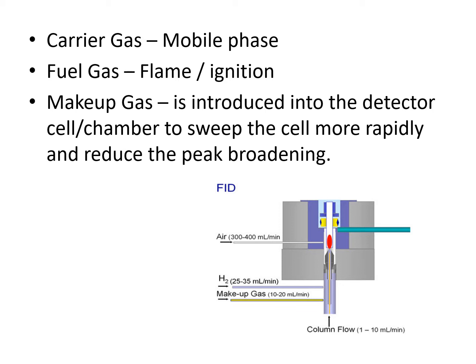The makeup gas, hydrogen and air, will flow into the column flow. The rate will be 1 to 10 ml per minute. I will explain this further in upcoming slides.